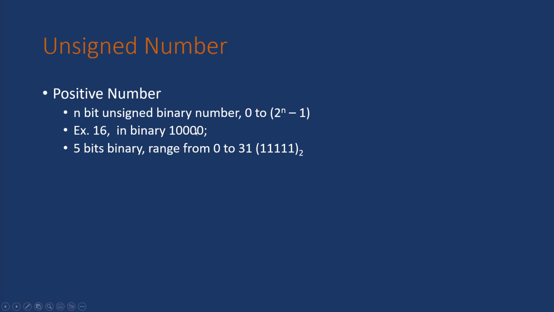The total is 1, 2, 3, 4, 5. In total we have 5 bits, so the 5-bit binary range is going from 0 to 31. If all these 5 bits are set to 1, that's going to be 31. So all bits are used as data bits.